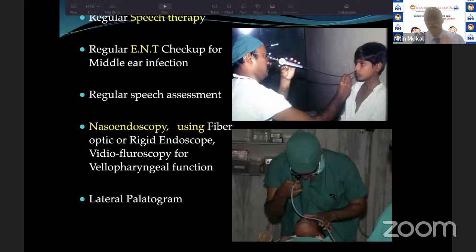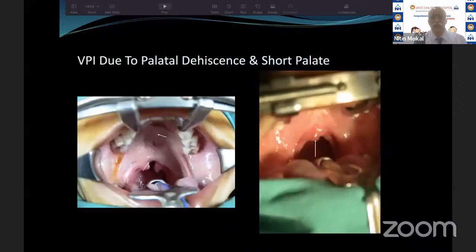If the patient goes for speech therapy and we find that the patient has a speech deformity, then we can do a nasoendoscopy and see what can be done for the patient. So we do a pharyngeal flap or we do a pharyngoplasty.